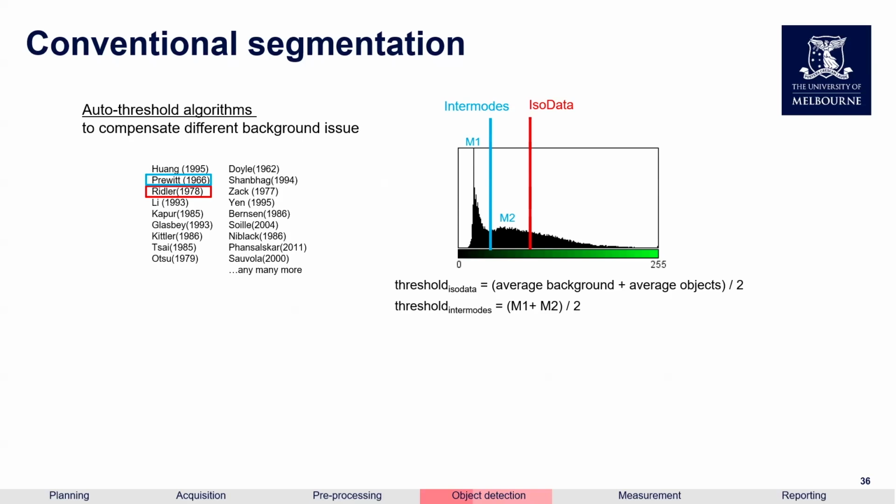The method called intermode assumes there's a histogram with a bimodal shape and is trying to find the midpoint between two peaks, in this case M1 and M2, and there's a middle point there. And because different methods work better for different image types, it's always important to test several methods and choose the most appropriate.